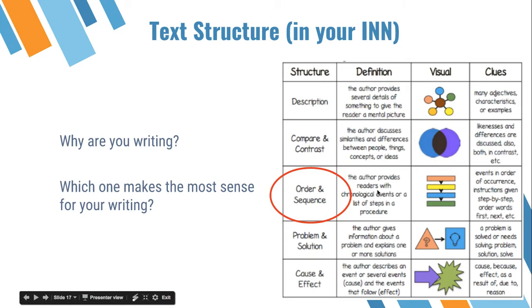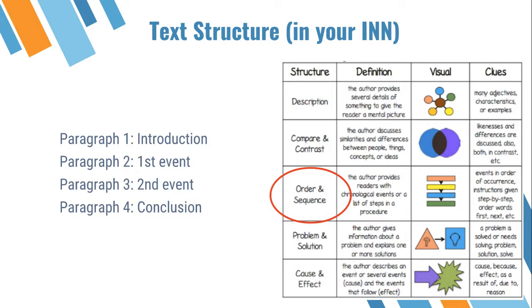This one provides the readers with chronological events, which means events in order that they happened. That would be exactly what a history is. So order and sequence would be a great type of text structure for my email to my grandma. My writing might look like this.